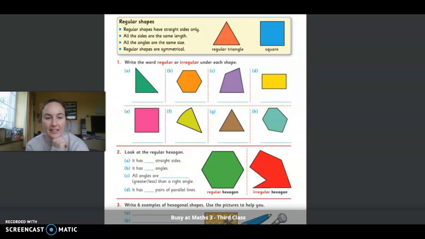Hi Lydia, just looking at your maths book with you for today, and we're talking about 2D shapes. And what we're talking about is regular shapes and irregular shapes.